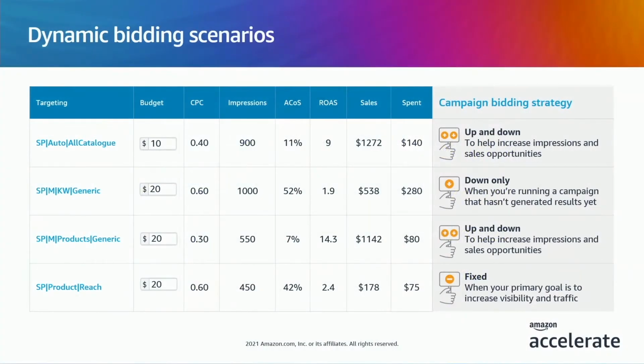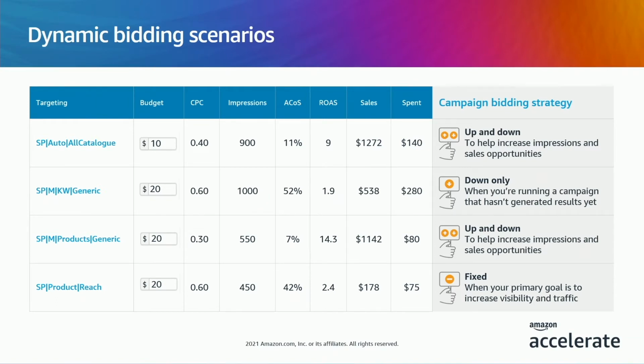This feature is only available for sponsored products. Sponsored brands do not have dynamic bidding, and sponsored display dynamic bidding is the default option, so you're not able to choose one or another. You can use the dynamic bidding down-only option when you're running a campaign that isn't yet generating results, and you want to be more conservative until you understand that campaign's performance. You can use dynamic bidding up and down to help increase impressions and conversion opportunities.